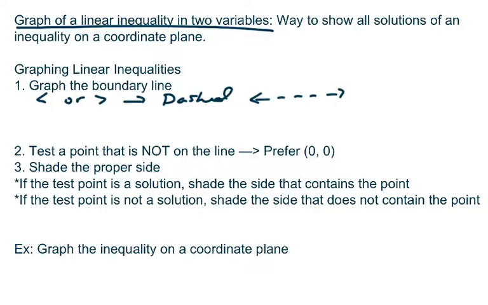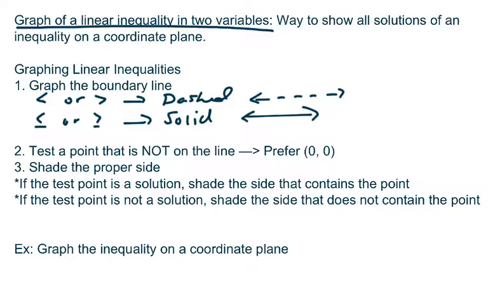If you have that or equal to part, so less than or equal to or greater than or equal to, remember in a number line, that was a closed circle. With linear inequalities on the coordinate plane, now we're going to have what's called a solid line. And that's just going to look like this. So if you have the or equal to part, you're going to graph the line just like normal.